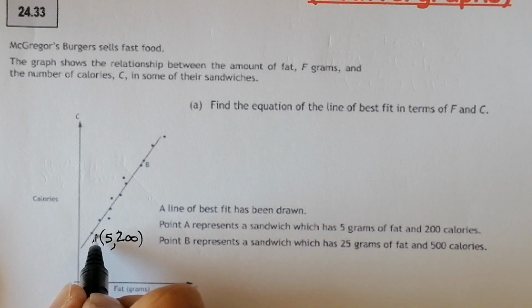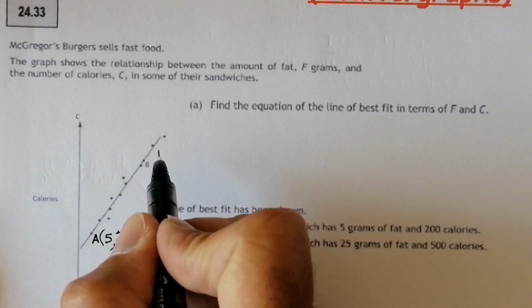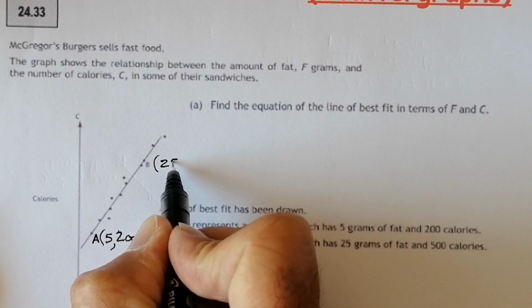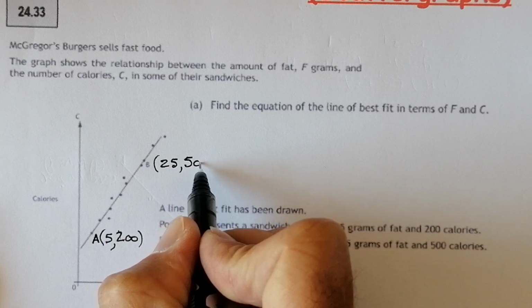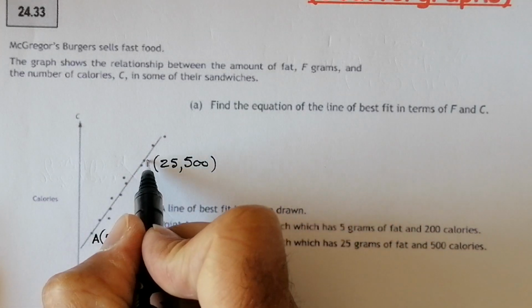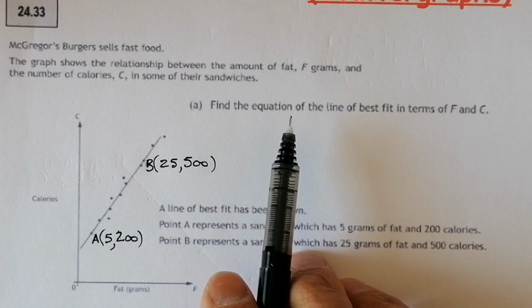I'll just write that a wee bit bigger for you. We've then got the point B, which is up here. Point B represents a sandwich which has 25 grams of fat, so that'll be my x coordinate, or the F coordinate, and it's got 500 calories. So there we go, we've got 2 points on the line, A and B, and what we've got to do is work out the equation of the line.